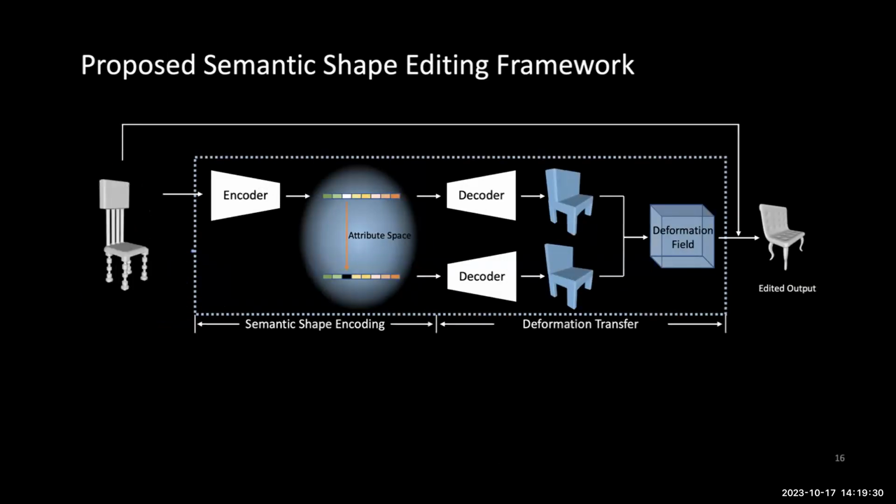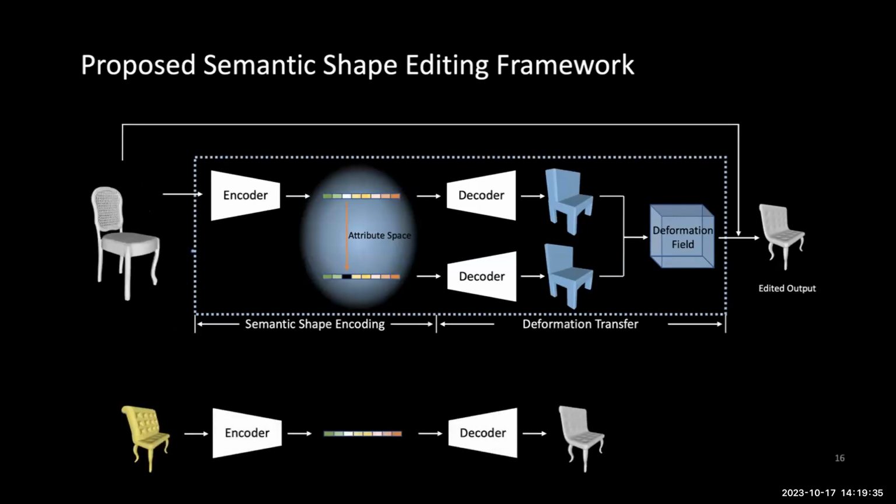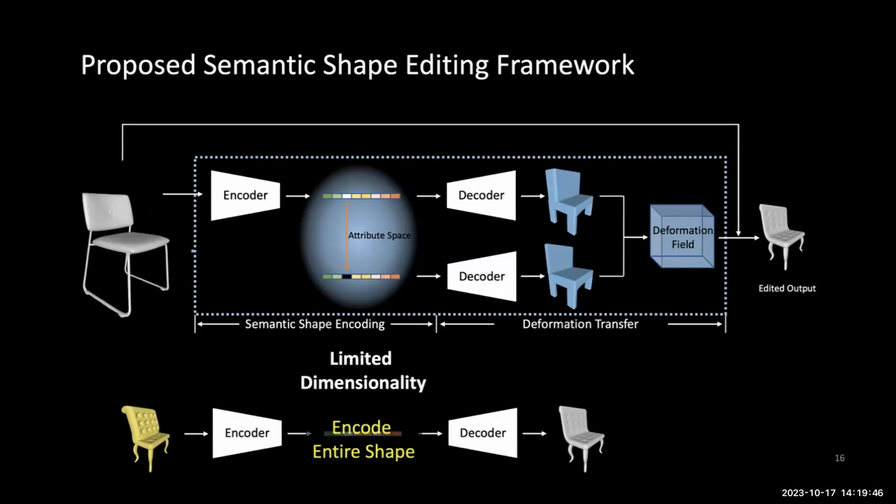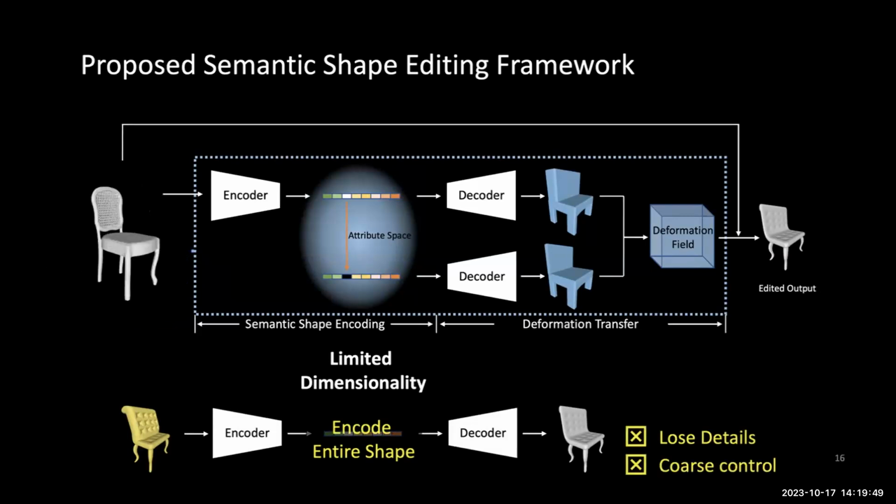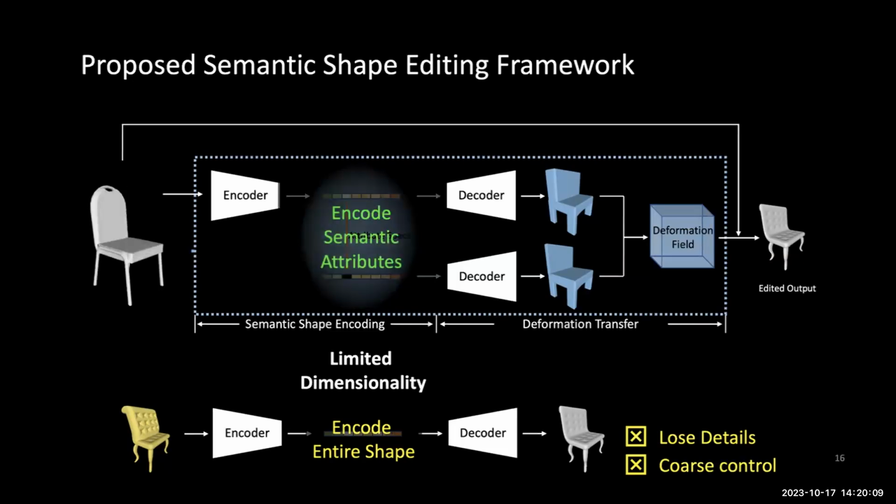I want to note that our framework is very different from an autoencoder, because traditional autoencoders encode the entire shape into the latent space. Because latent space always has limited dimensionality, there tends to be some loss of details, and they can only support very coarse control. In contrast, we don't encode the entire shape, but we only encode the semantic attributes that we are interested in in the latent space. So the attributes only correspond to the deformation field, and then we can leave all the input geometric details untouched. Therefore, we can preserve details and achieve effective control.